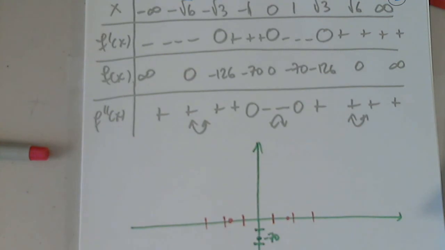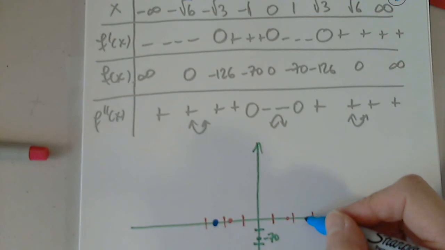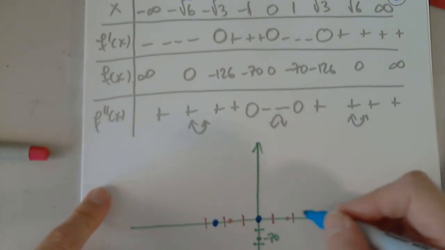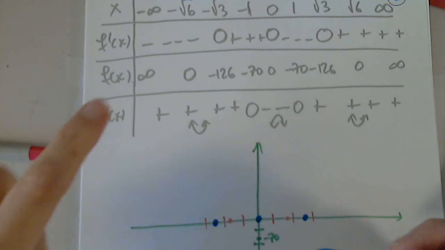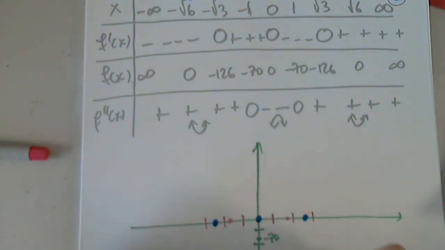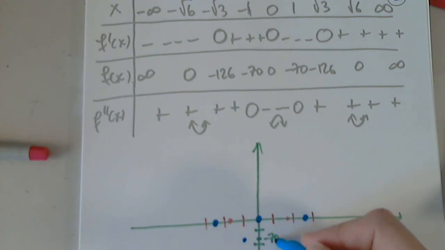Okay, I'm going to use blue. So this is the first point, the x-intercept. Here's another x-intercept, and here's another x-intercept. These three. Now, at the square root of 3 the value is negative 126, so right here, and everything is symmetric on the other side. At negative 1 it is negative 70, and at positive 1 it is negative 70, of course.